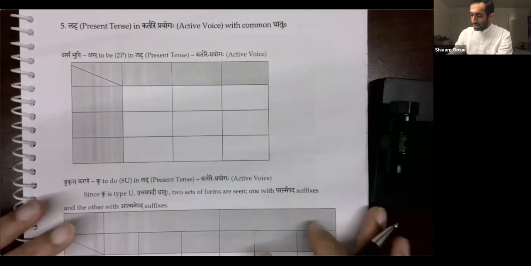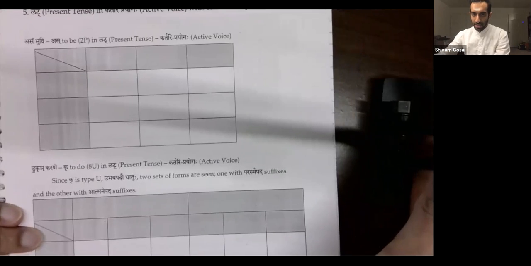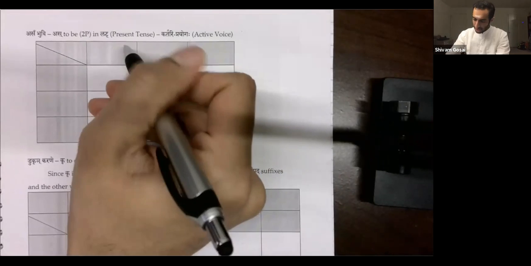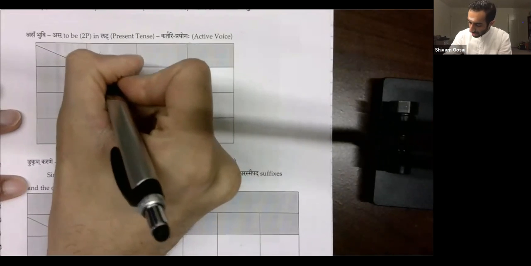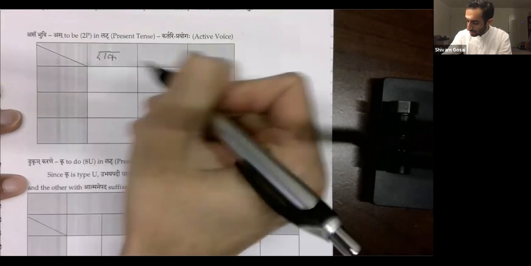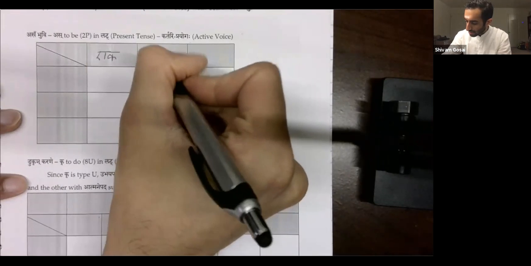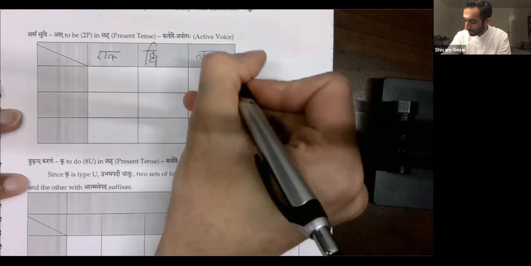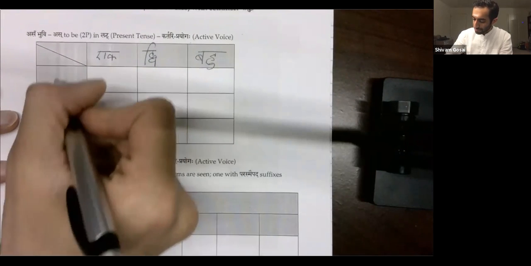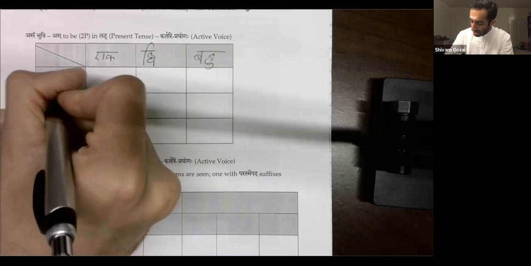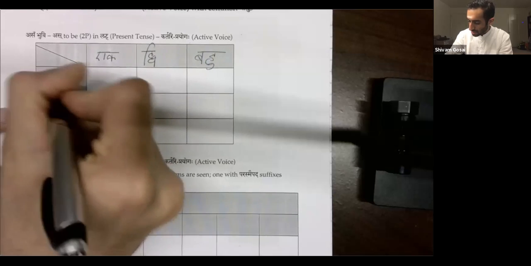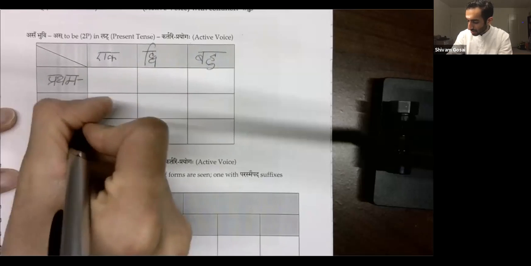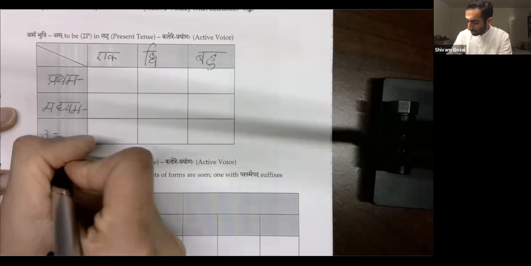Okay, so this is as dhatu, 2P, in lat lakara, so present tense, and kartari prayoga, active voice. We'll just fill out the top. We'll just say eka, dvi, and bahu vachanam. That's a shorthand. We really want to write the whole thing, but just for the sake of time. And we have prathama purusha, madhyama purusha, and uttama purusha.